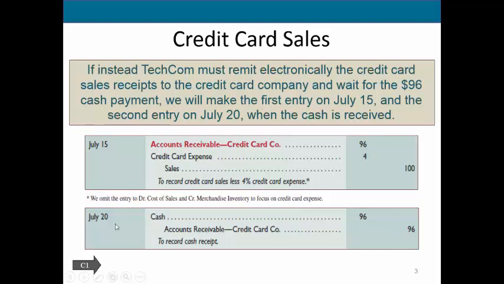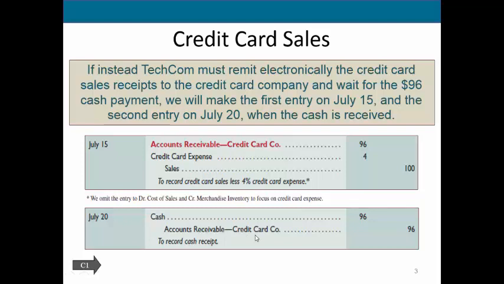So that's what we're showing here about 5 days later. We're showing that we received the cash. That's why we're debiting the cash for $96,000. And then we need to take that account receivable off of the books because the credit card company has paid us what we owed.